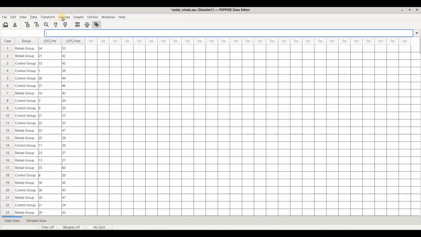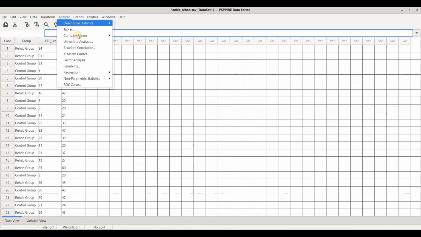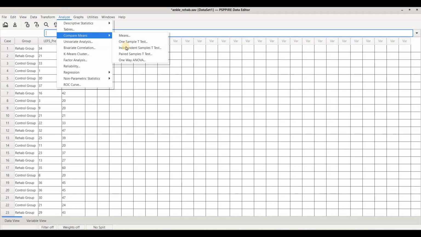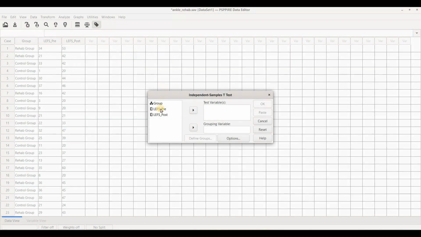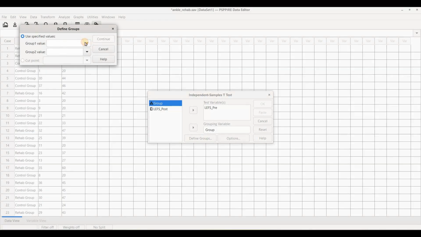So we go to analyze, we are comparing means, and we are doing independent samples. Okay? So let's say we're looking at the lower extremity functional scale scores before intervention. I want to compare the groups. So you click the variable, you send it into test variable, and then you select group, and you put group into grouping variable. And then here you're asked to define the groups, right? So let's say group 1 is a control group, and group 2 is a rehab group.